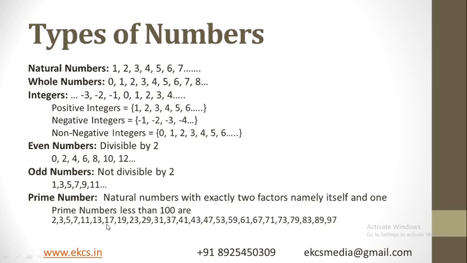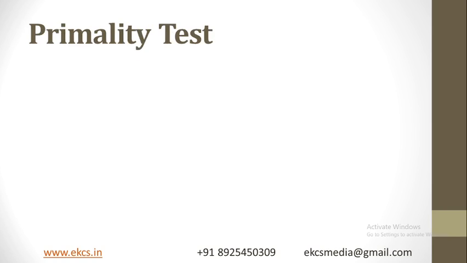So say for example 23 is given. You have to check whether it is a prime number. Then you have to find the factors of 23. The factors of 23 are 1 and 23. That is, 23 has exactly two factors, namely itself and 1. So 23 is a prime number. The number is given and you have to find whether it is prime or not.